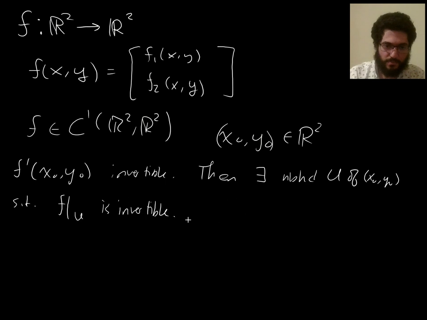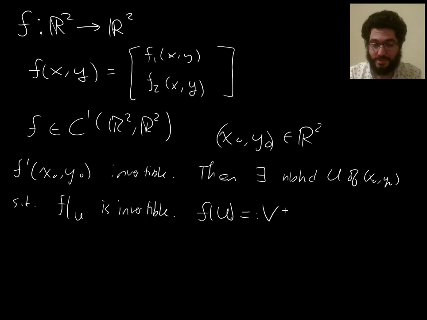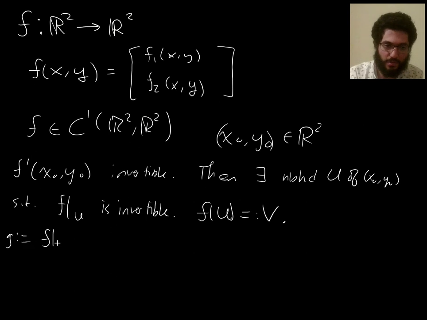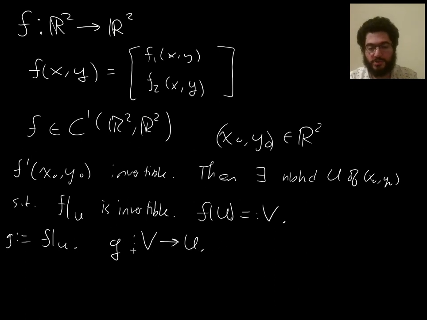So the inverse could be given a name, like g. Maybe I do want to give a name to the image of U, so let me call that V. And the inverse function theorem also can arrange it so that V is open. So then if I say g is what I'm going to call the inverse of f restricted to U, then g is going to be a map from V to U. And that means g is also a function of two variables with two components.